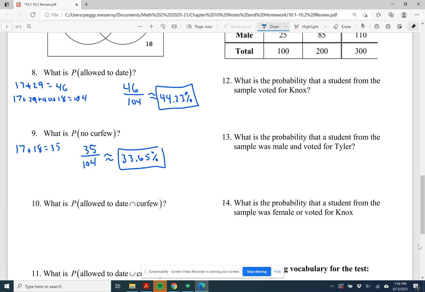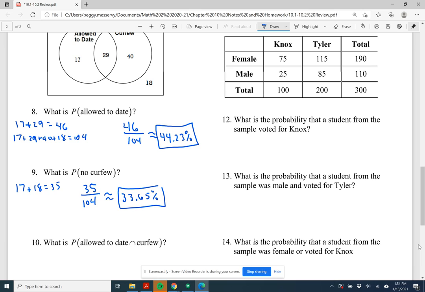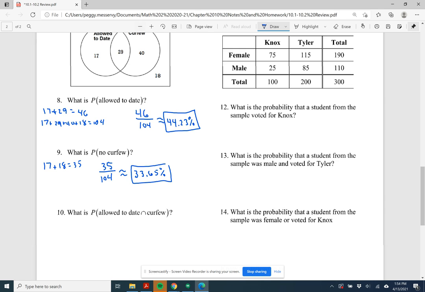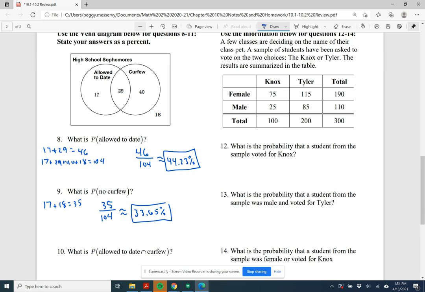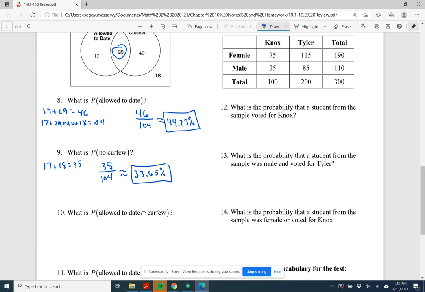Probability that they're allowed to date and they have a curfew. All right, so let's see what we've got. I'm going to shrink this up just a little bit so we can see a little bit more. All right, allowed to date and no curfew. That's going to be the 29 that are right in here. So our probability is going to be 29 out of 104.